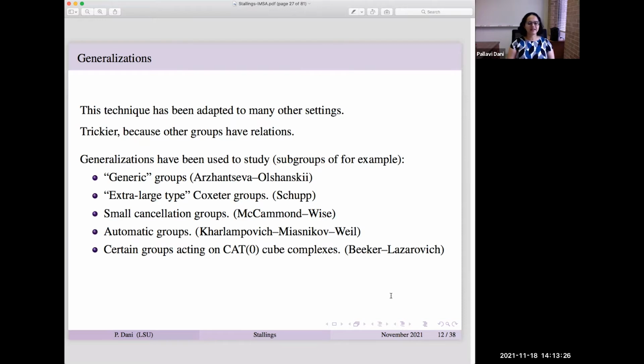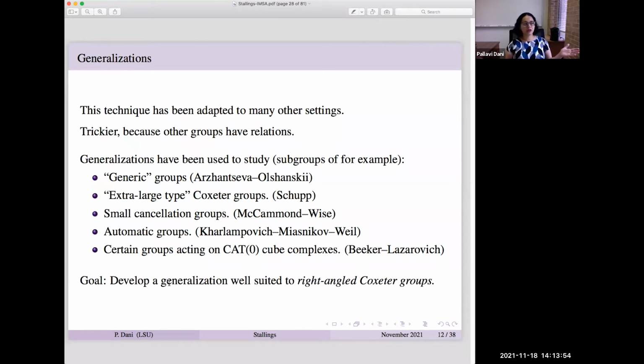Another thing I should say is that this class of automatic groups that I mentioned here is actually pretty large and does cover right-angled Coxeter groups. Some of the questions that one might want to answer for right-angled Coxeter groups could already have been done using the Kharlampovich-Myasnikov stuff. But because that automatic group is very general, that restricts how much you can actually do with the object that you get there.